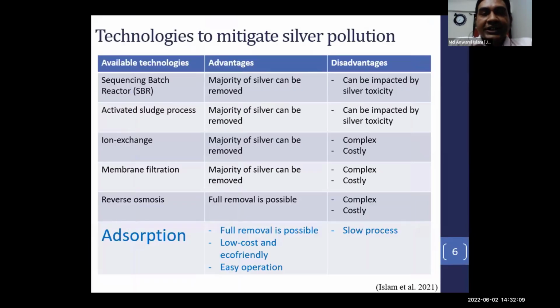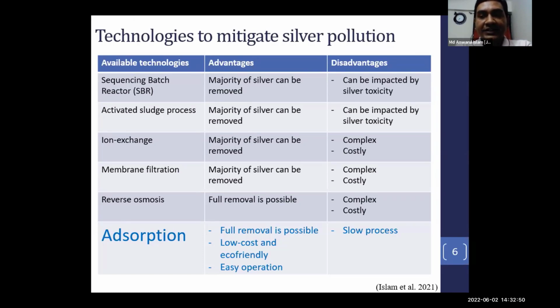The alternative technologies available for silver removal are sequencing batch reactor, activated sludge process, ion exchange, membrane filtration, and reverse osmosis. And all those technologies have some advantages and some disadvantages. For example, the first two processes are bacteria dominant processes, and as we already said, silver can be toxic to the bacteria and reduce the performance of the effluent treatment system.